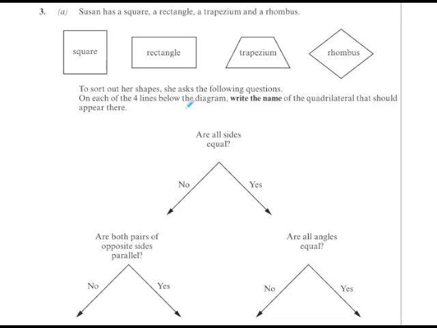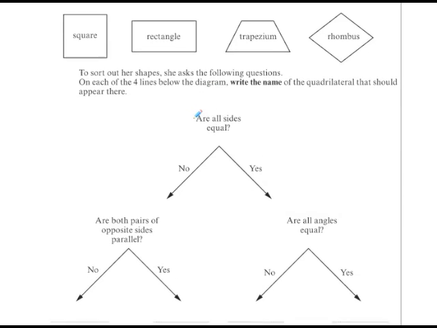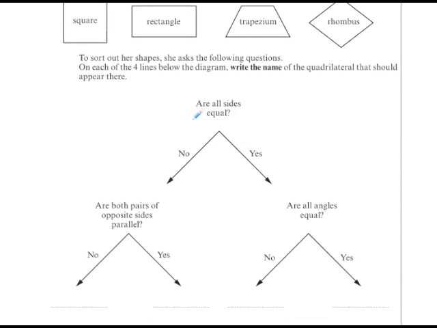On each of the 4 lines below the diagram, write the name of the quadrilateral, that means a 4-sided shape, that should appear here. So let's have a look here. They've left you spaces to answer that. Are all sides equal?